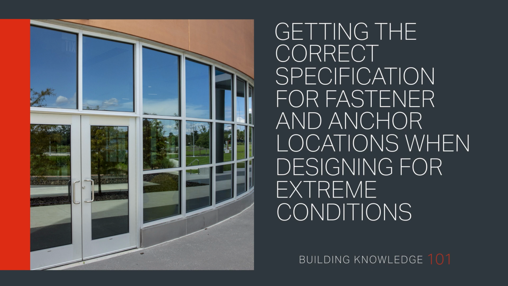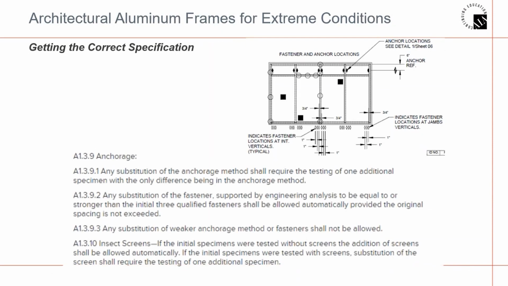In this video, we look at the critical matter of ensuring the correct specification for fastener and anchor locations when designing for extreme conditions, highlighting the need to carefully review the specified system's test drawings to ensure the necessary product strength is maintained. It's important to read and review in detail the test results on the project that you are using on an impact-rated application.